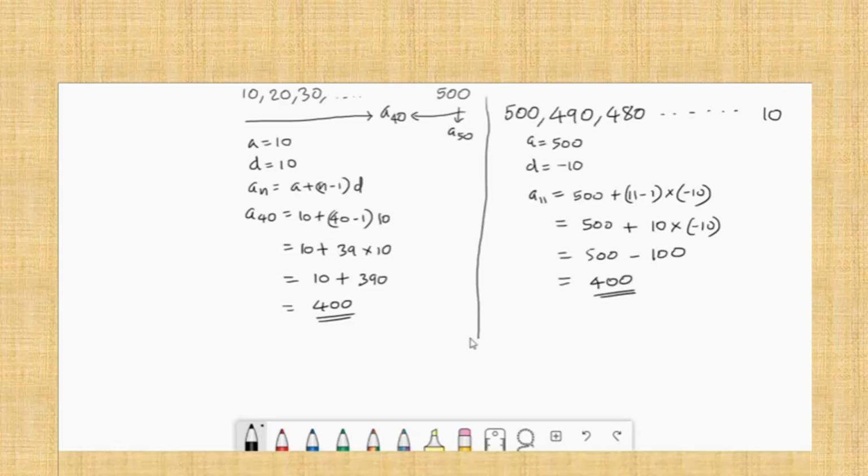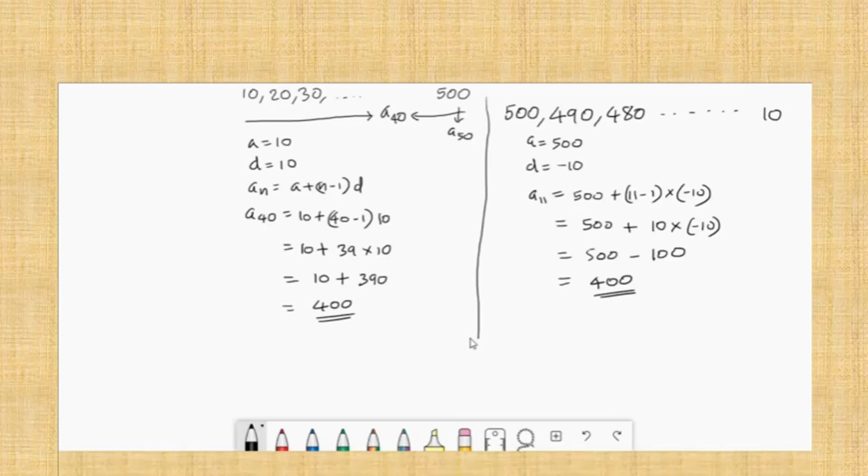So there are two methods to solve this question. In the first method, we didn't reverse the sequence, but we found the position value of the last term, 500, that is 50. From that we understand that out of 50 terms, the 11th term from right to left will be the 40th term from left to right. So we calculated A40 of this original arithmetic progression.